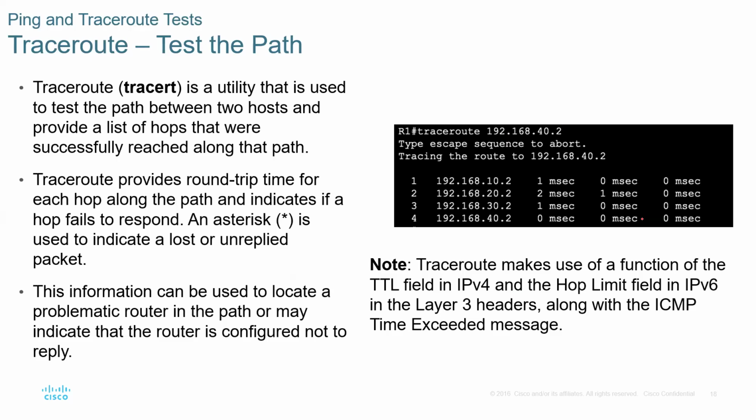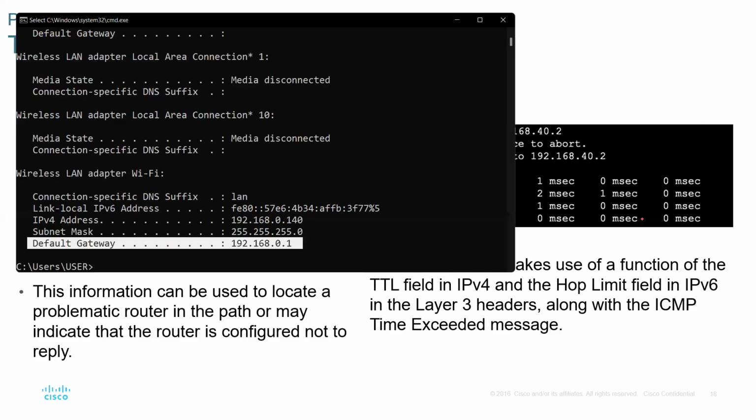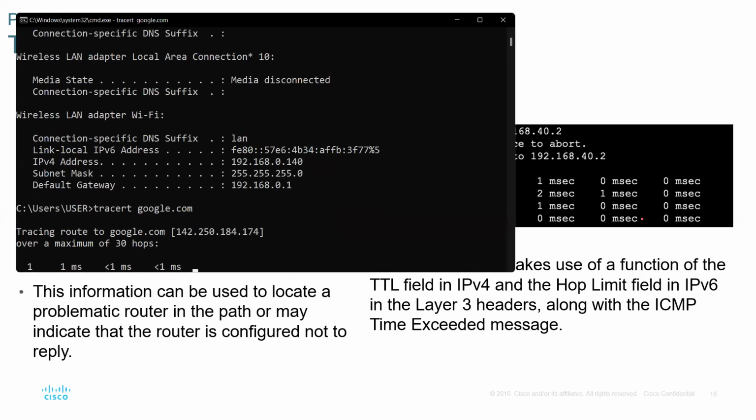So traceroute provides a round trip time for each hop along the path and indicates if a hop fails to respond. An asterisk is used to indicate a lost or unreplied packet. This information can be used to locate a problematic router in the path or may indicate that the router is configured not to reply. Like what I did earlier on, I ran a tracert. I can say tracert google.com.